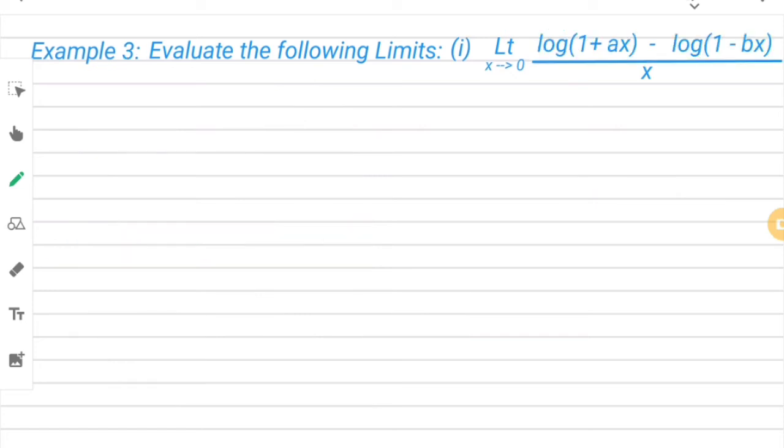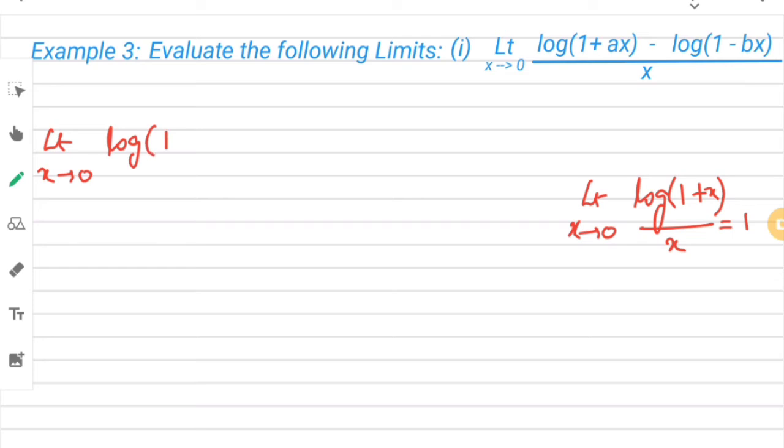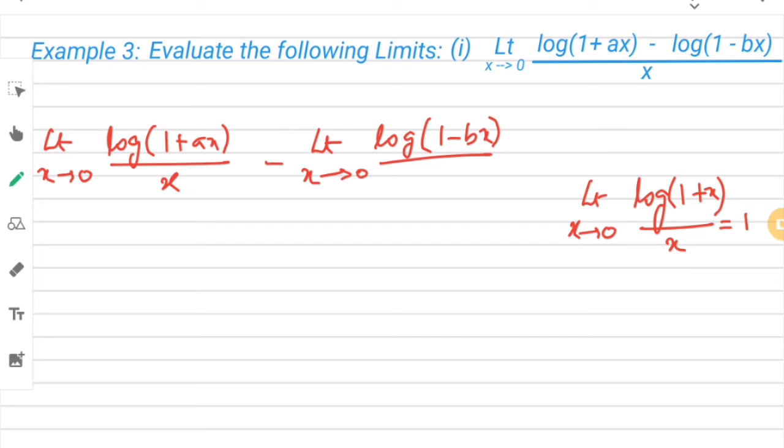Example 3. Evaluate the limit. Here limit x tends to 0 (log of (1 plus ax) minus log of (1 minus bx)) divided by x. And this one is in the form of limit x tends to 0 log of (1 plus x) by x, and we know the result of this one is 1. So I am going to split the denominator as well as limit for this one. So we will get limit x tends to 0 log of (1 plus ax) by x, and minus limit x tends to 0 log of (1 minus bx) by x.